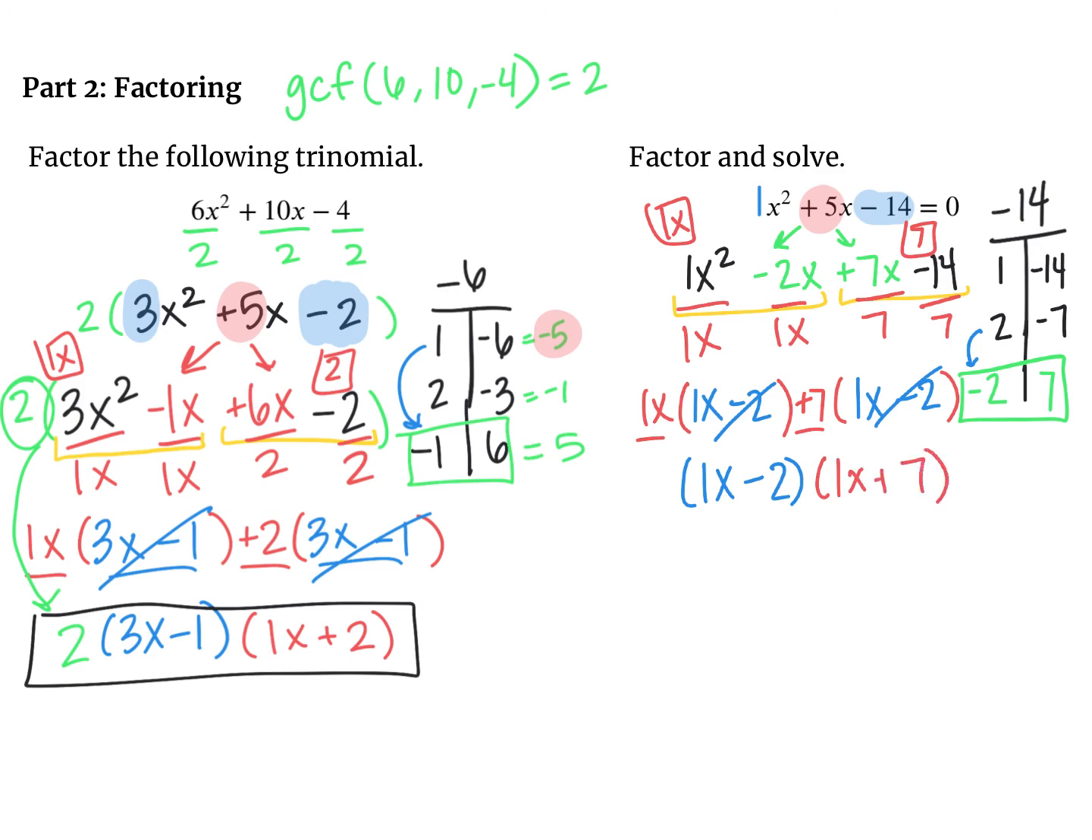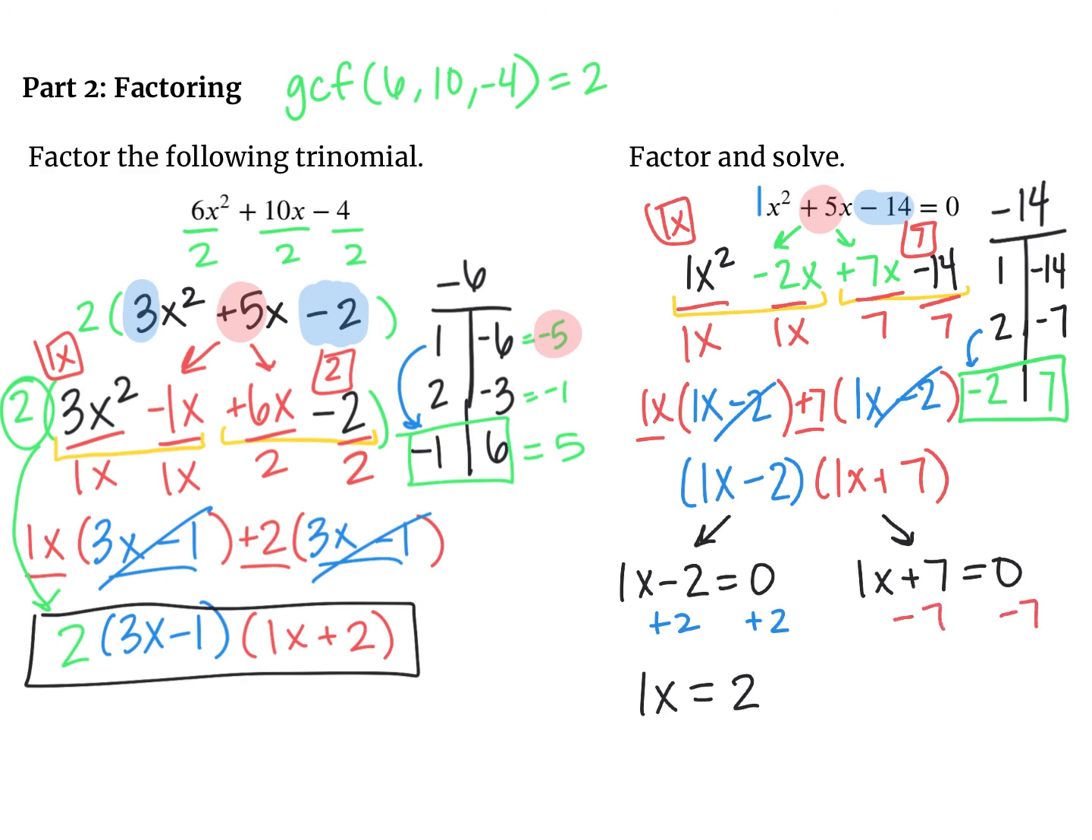Okay, and now that we've factored it, we want to solve it. Remember, we solve by taking each factor and making it equal to 0. So 1x minus 2 equals 0, and 1x plus 7 equals 0. And then you just solve for x. So here we would add 2 to both sides, and 1x would equal 2. On this next one, you would want to subtract 7 from both sides, and we get 1x equals negative 7. So 2 and negative 7 would be the solutions to this quadratic equation.